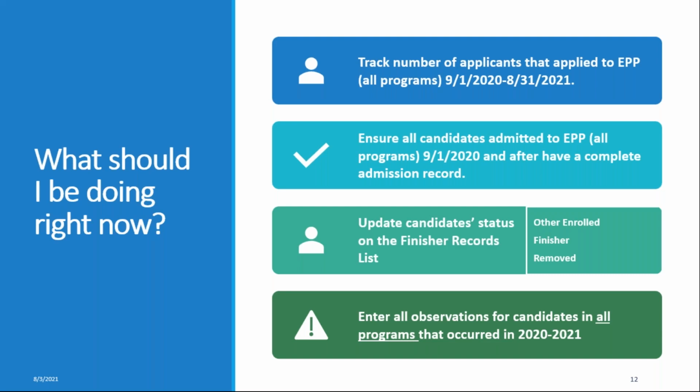Update candidate status on the finisher records list. For the 2021 reporting year, candidates in all programs and classes within your EPP are either finishers, if all requirements were finished at any point in 2021, or they are other enrolled if they are still in process of completing requirements. If they left your program for any reason during the year, they should be removed.